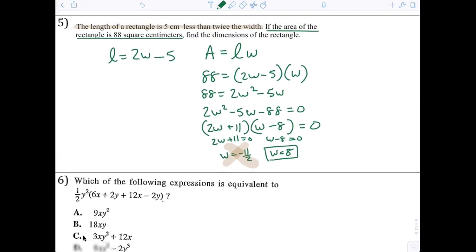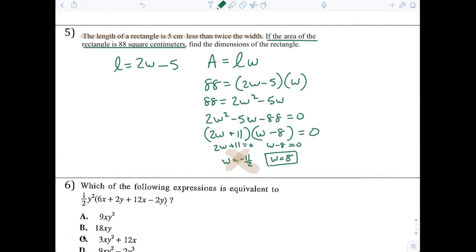Now I go back and I read the question. Find the dimensions of the rectangle. So that means we're 8 what? Centimeters. So it's 8 by what? Somebody tell me the length. What's the length? Ben, please tell them. Which is going to be what? Because we just found what W was. W is 8. So it is 11.